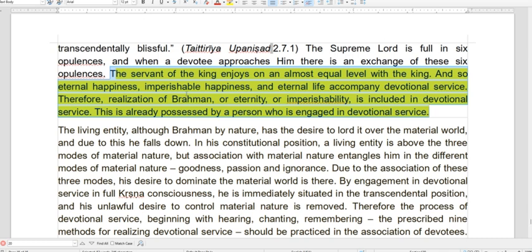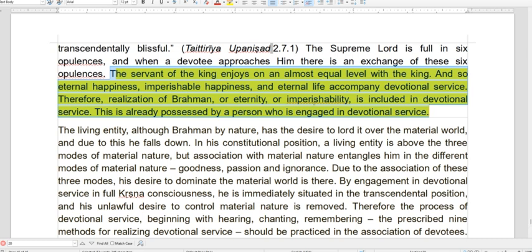And so eternal happiness, imperishable happiness, and eternal life accompany devotional service. So when we are with Krishna, these things happen. Eternal happiness happens, immeasurable happiness happens. Two things happen. Happiness is eternal, meaning there is no breakage in it. It just goes on and on and on. Imperishable means it doesn't get destroyed at all. Eternal life means there is no death.